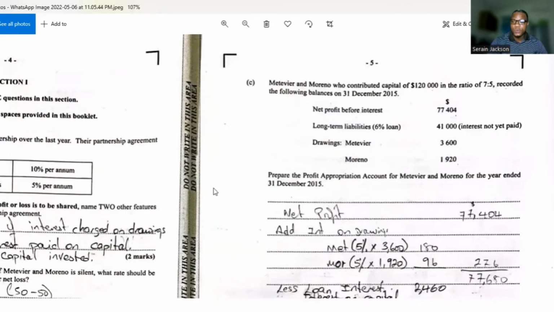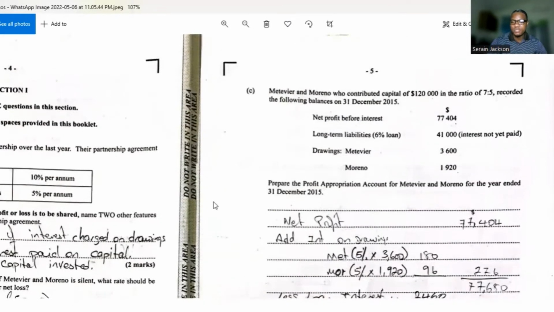This is the first question on the CSEC paper, so you can just imagine that it's going to be fairly simple. But if you don't know how to do partnership accounts and you see this question right away as the first question, you'll probably start getting flustered. But as I always tell you, always read through the question first.